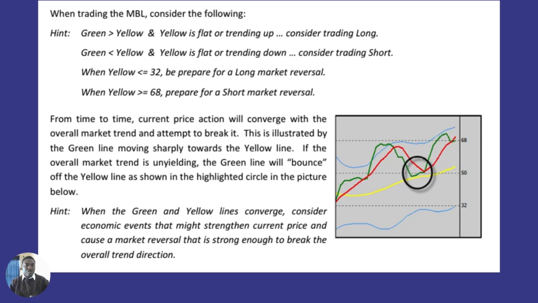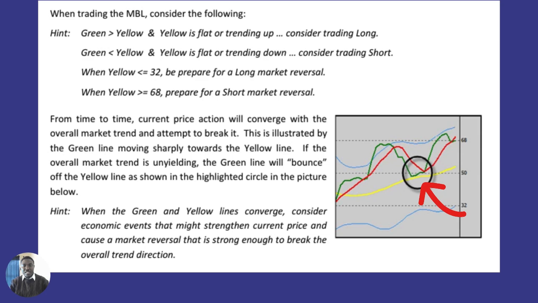So again, when the green is above the yellow and the yellow is flat or is trending up, consider only a buy trade. And as you can see from the small picture right there, the market is bouncing up from the yellow point and level 50, which is a sign of continuation. So you need to master this. I have several other examples that I'm going to show you.